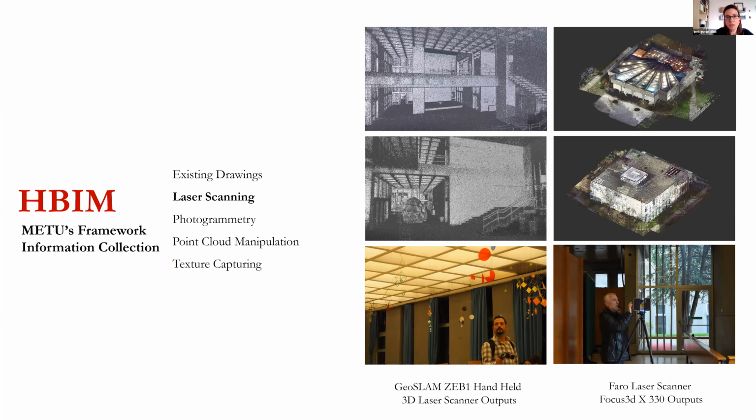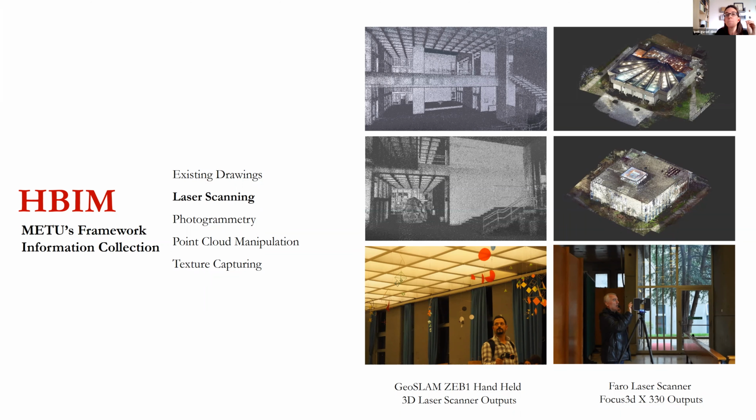To develop the heritage BIM for our project, we use laser scanning. First, we use a handheld low precision scanner for the whole building. And in a second session, we use high precision stationary scanners, and you can see them side by side and the level of precision that each one gave rise to.